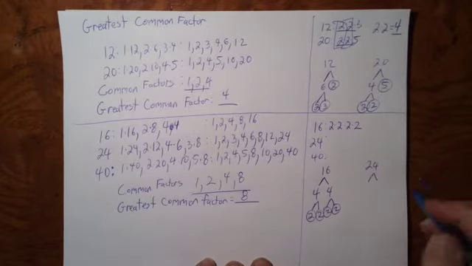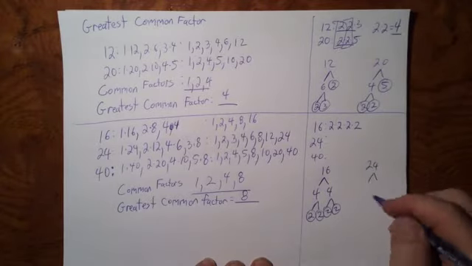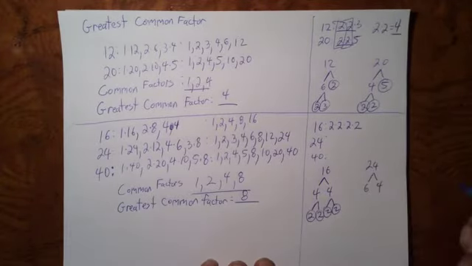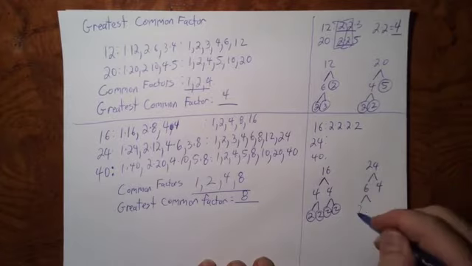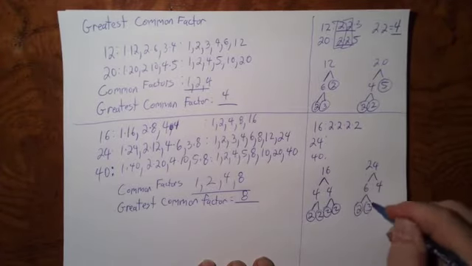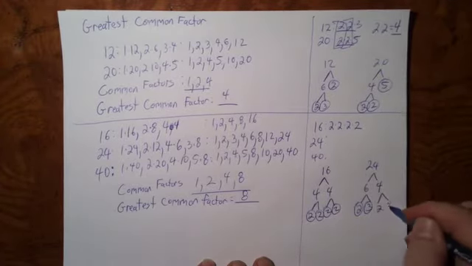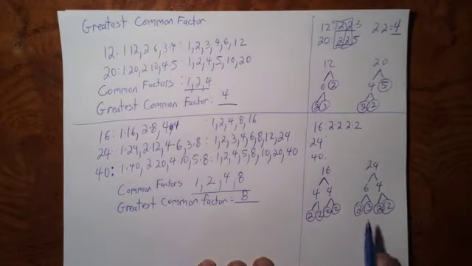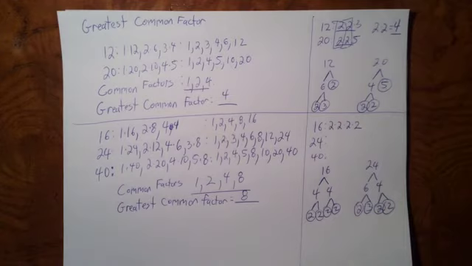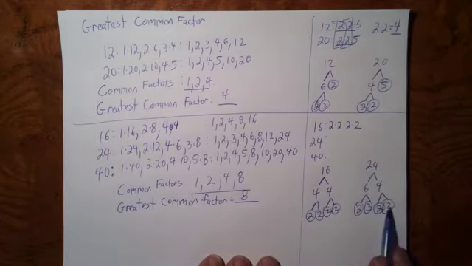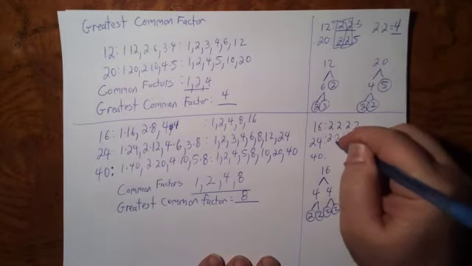24 I can write as 6 times 4. 6 I can write as 2 times 3. 4 I can write as 2 times 2. And the reason I circle these is because 2 and 3, these are prime numbers. I can't divide these any simpler, so that's why I leave them as such. So now I can write 24 as 2 times 2 times 2 times 3.